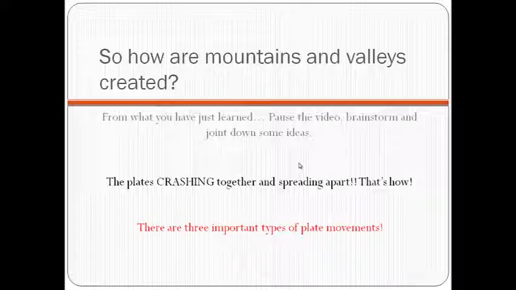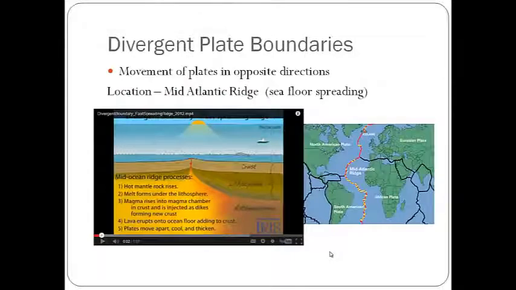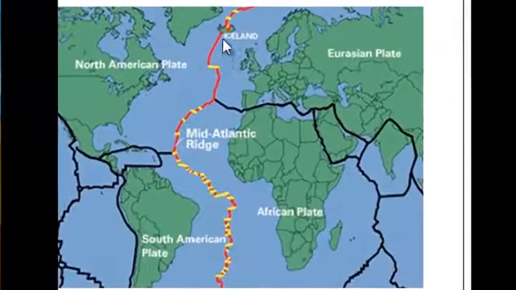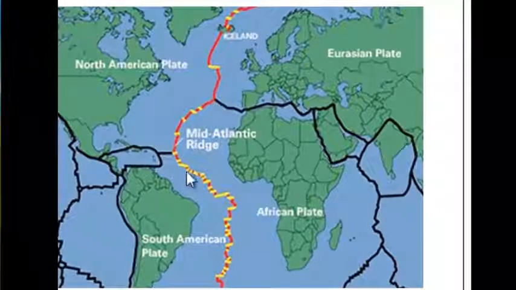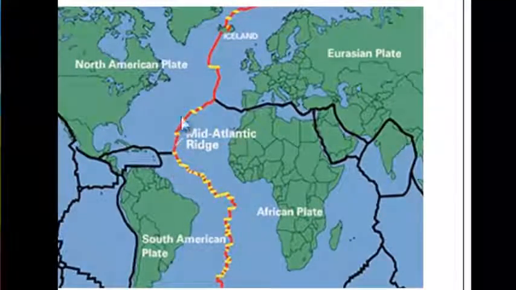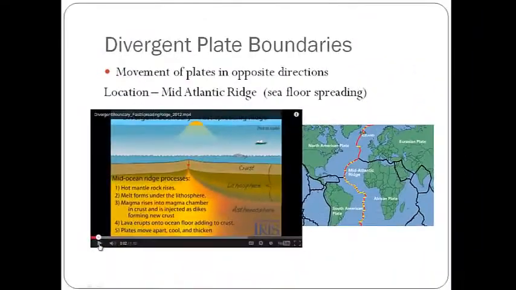There are three important types of plate movement that you need to be aware of. The first is divergent plate boundaries. This is when plates move in opposite directions, and this can occur at the mid-Atlantic ridge. It is a place where two or more plates meet up in the middle of the Atlantic Ocean, and spreading occurs. Let's take a look how.